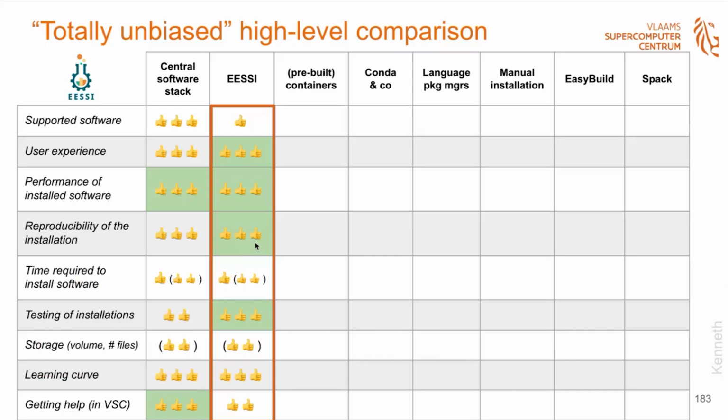The reproducibility is even better because you can get the exact same software stack across different systems. So even if you go from tier 2 in Ghent to tier 1 in Brussels very soon, or even to other European systems, you'll find the exact same software. Time required to install software is the same argument as the central software stack. Testing of installations, I would say, is even a bit better because we also test the installations across different systems. So we're more confident that things are working the way they should.